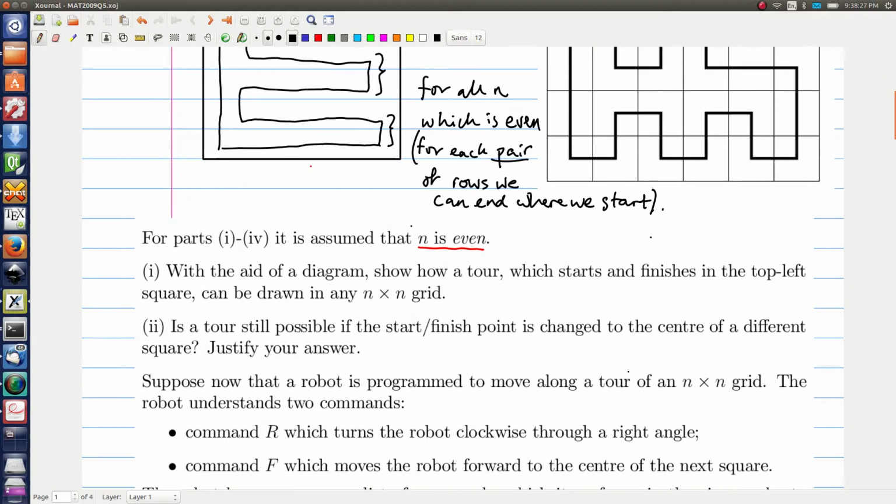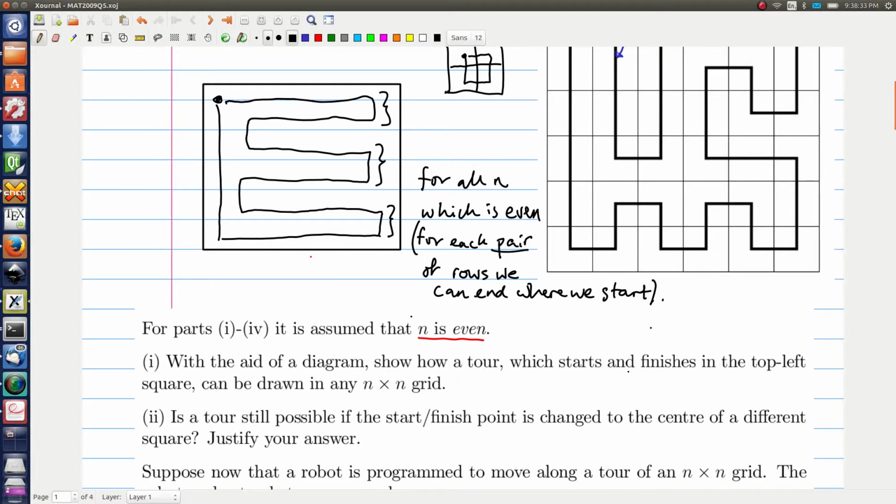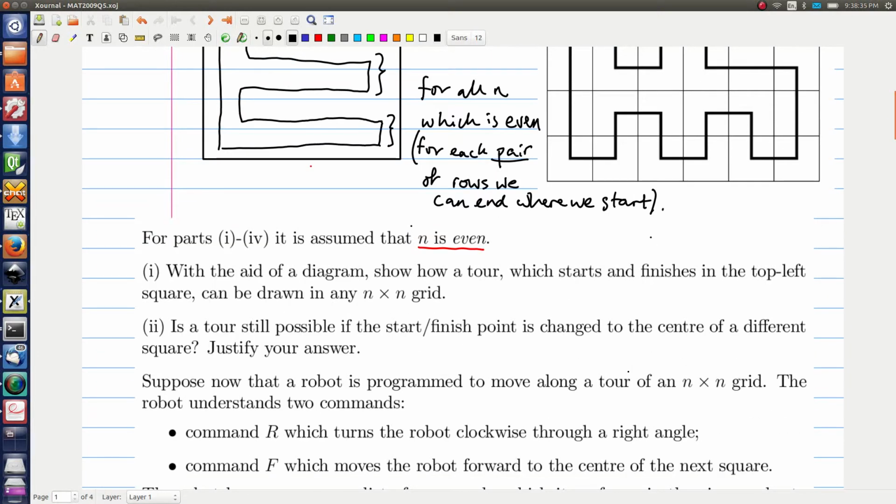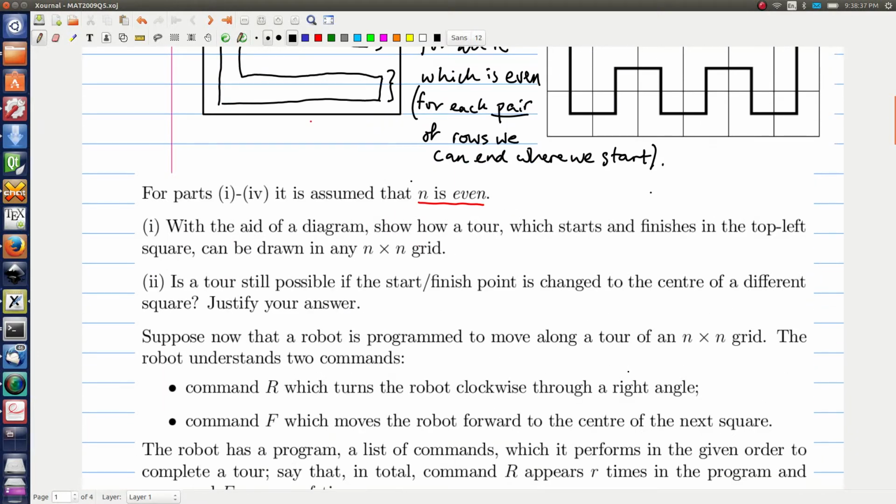Now the second part: is a tour possible if the start-finish point is changed so that it's not the top left corner? Is that what they said? Oh yeah, top left corner. So this was a solution for any even n by n grid starting and finishing in the top left square. What about if we choose a different square as the starting point? Justify your answer. Is it still possible?